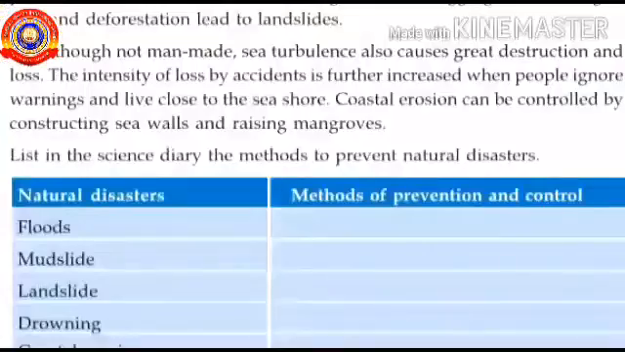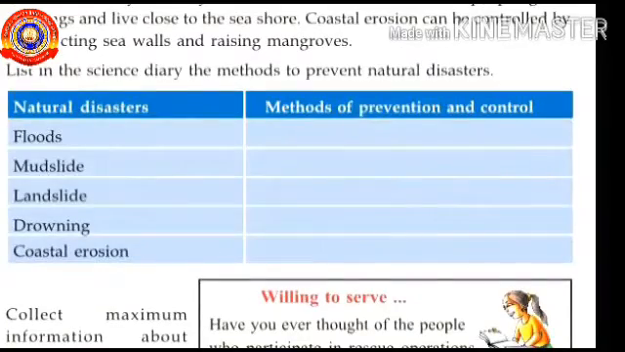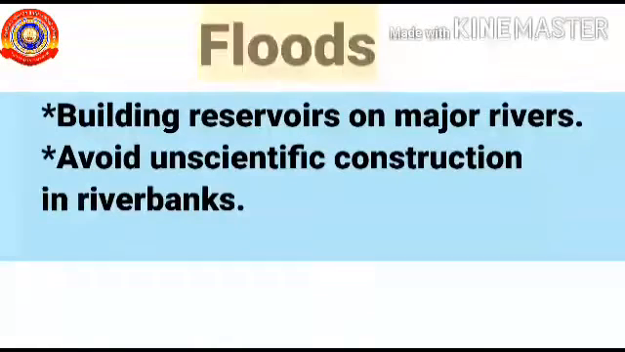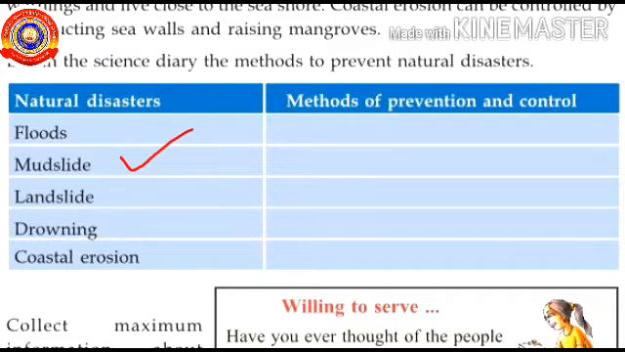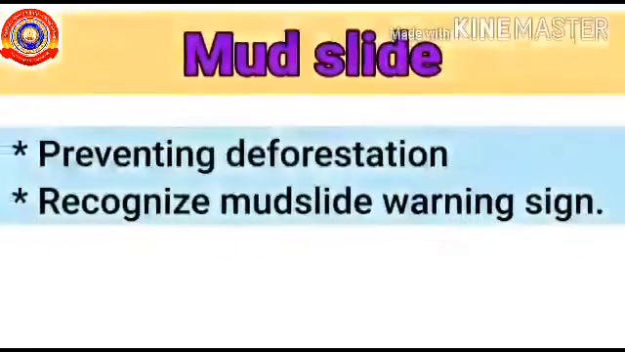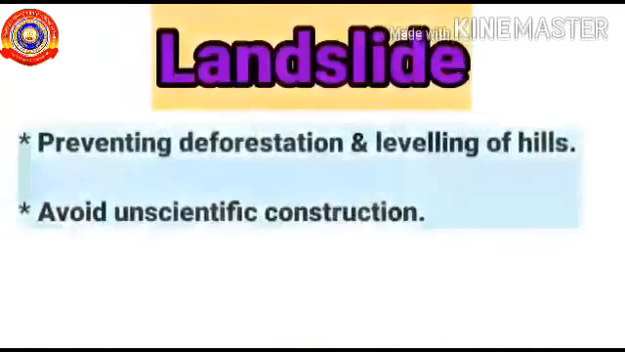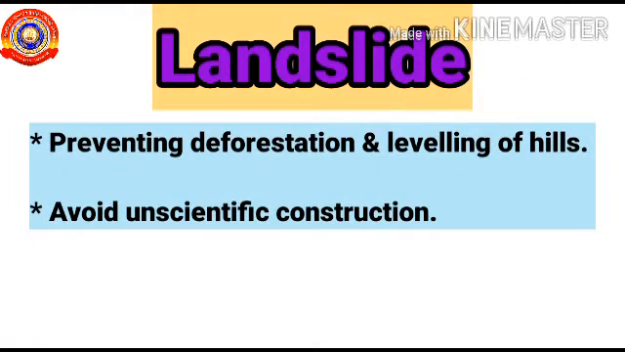Now, let's complete this table in your textbook. Natural disasters and methods of prevention and control. Floods. Flood can be prevented by building reservoirs on major rivers. Avoid unscientific construction works on riverbanks. Next point, mudslide. It can be controlled by preventing deforestation and recognizing mudslide warning signs. Landslide. It can also be controlled by preventing deforestation and leveling of hills.